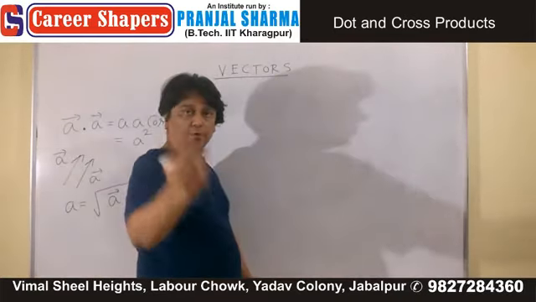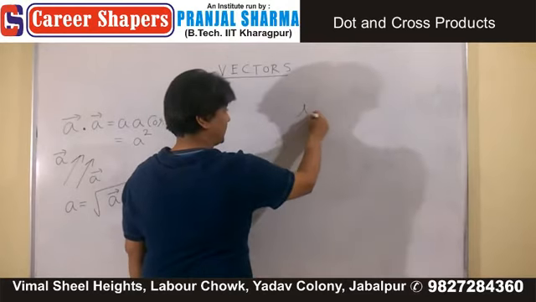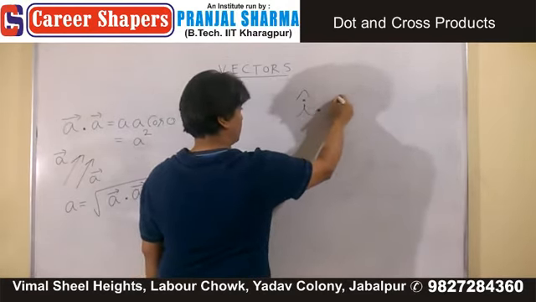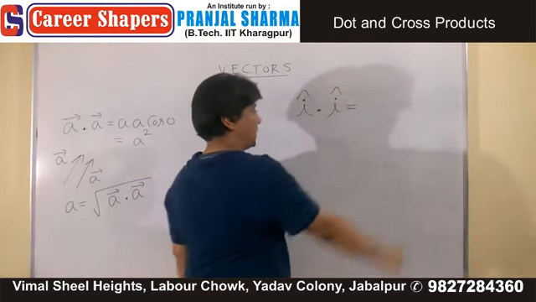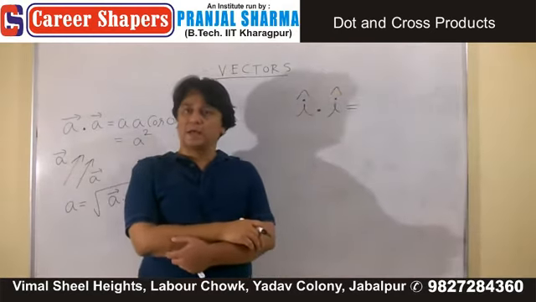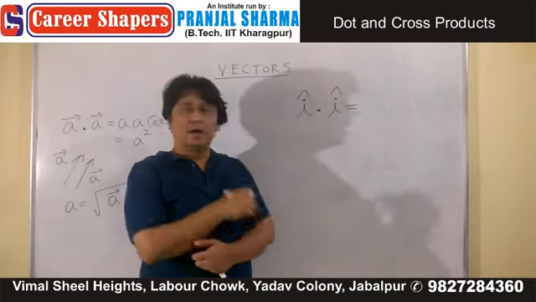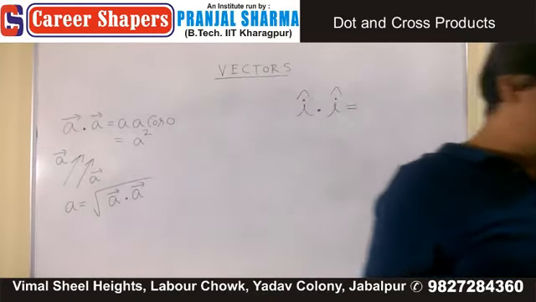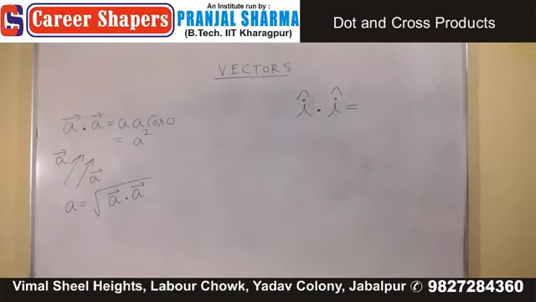I hope you already know these things, that i cap dot i cap is, again, write down the answer in the comment box. First, what do you think i cap dot i cap is? Very elementary thing. Just write down the answer in the comment box. What is the dot product of unit vector i and unit vector i?